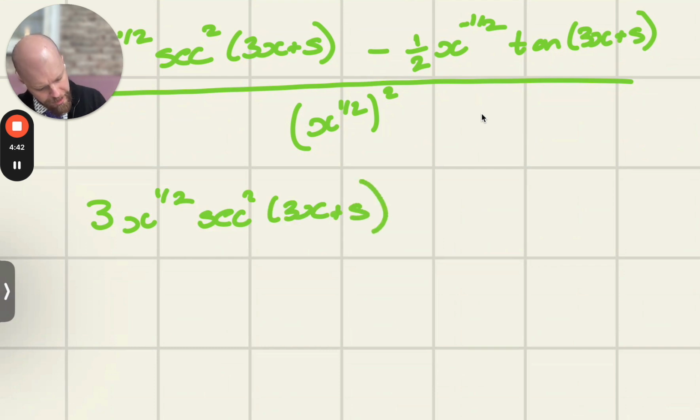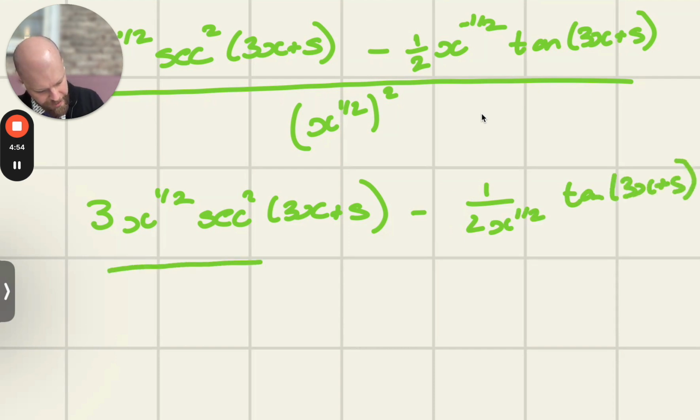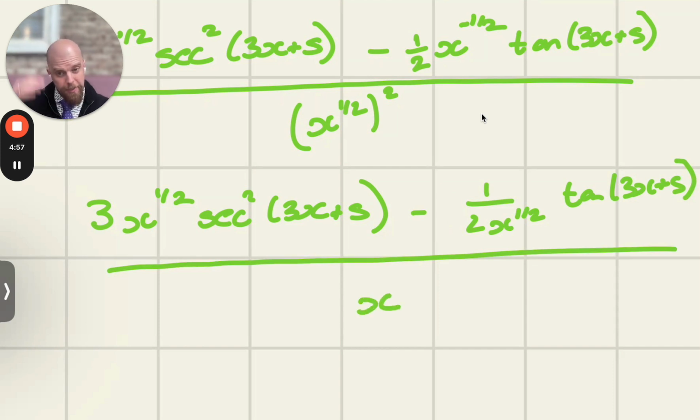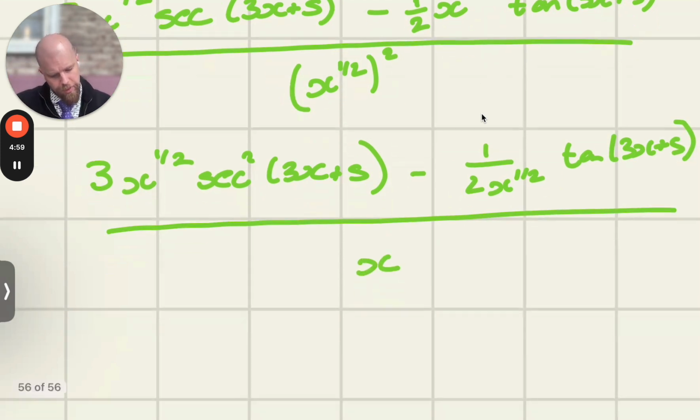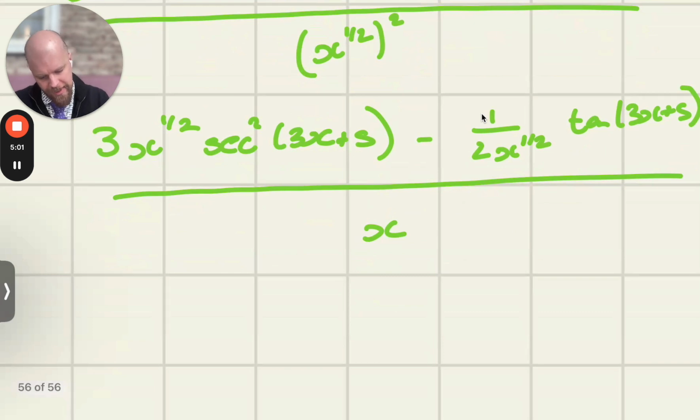And then I've got minus 1/2. That's 1 over, so maybe actually we should write it like this. So we can write it as 1 over 2x to 1/2, tan 3x plus 5, over x. Now, at the moment, this doesn't look very nice, so I'm going to make this over a common denominator. The reason it doesn't look nice is you have this fraction here.